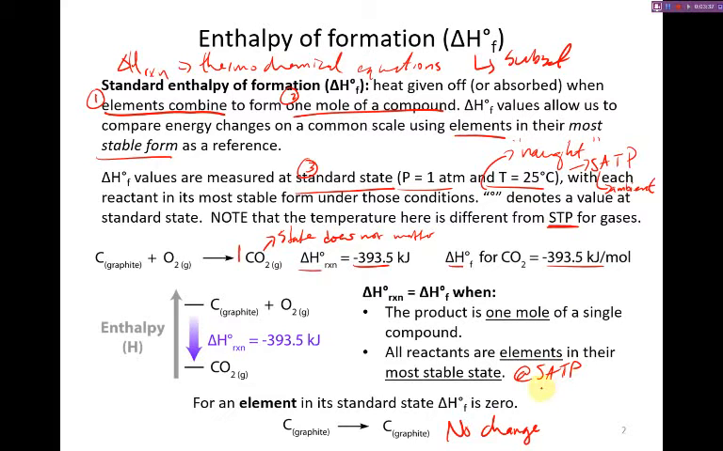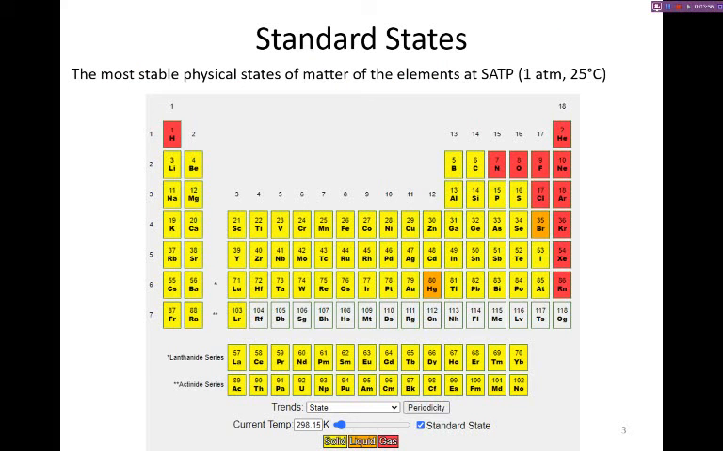If, however, we were to go from graphite to liquid carbon, that would require an enthalpy. That would be non-zero. So, how do we know what the standard states are? These are their most stable physical states when we're talking about standard ambient temperature and pressure.